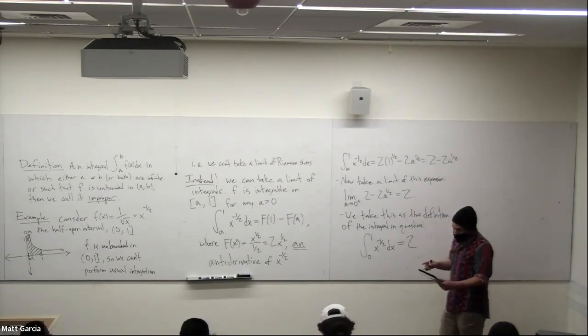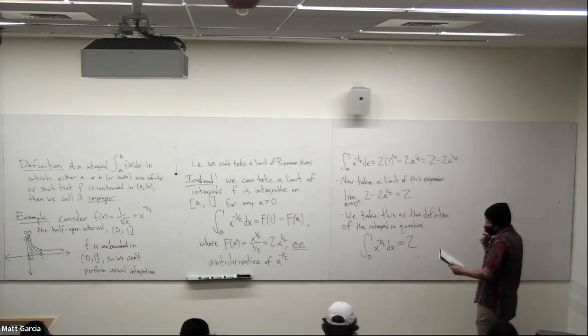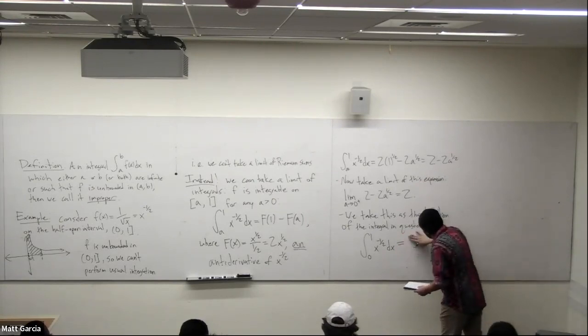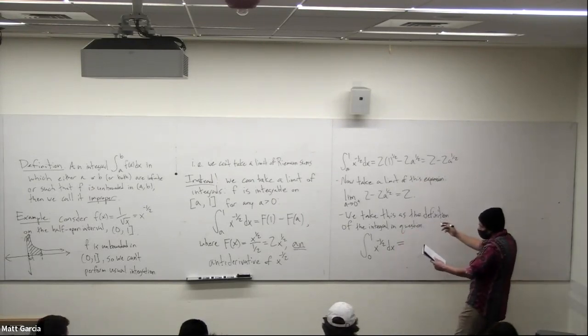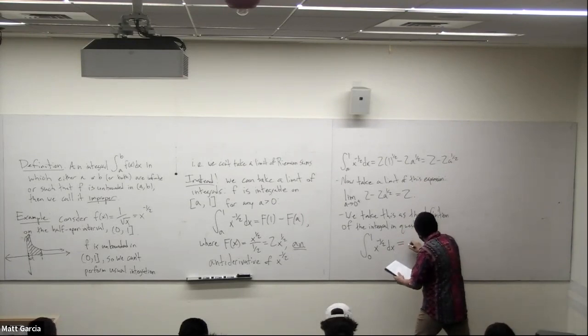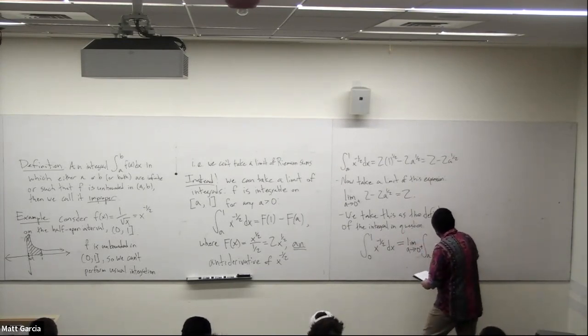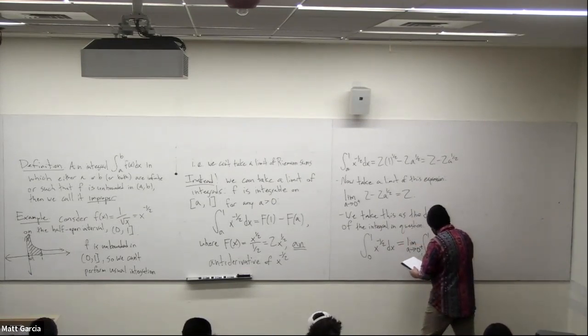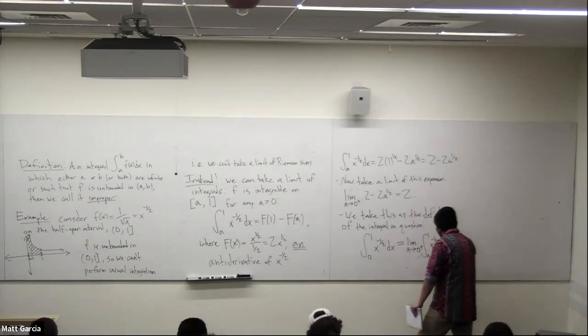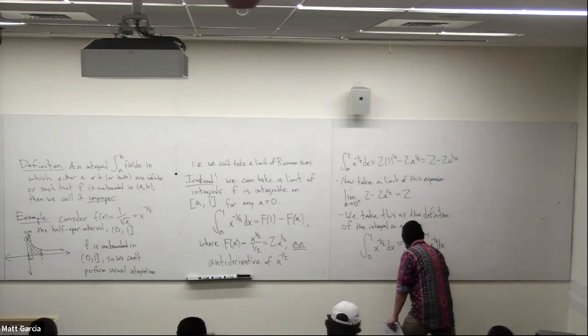Right. So, oh, sorry, I skipped some notation here. Let's just say really what we did is we took the limit as a approaches 0 from the right of this integral from a to 1 of x to the -1/2 dx. And what we concluded is, in this case, it equals 2.